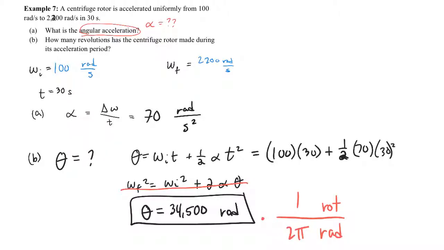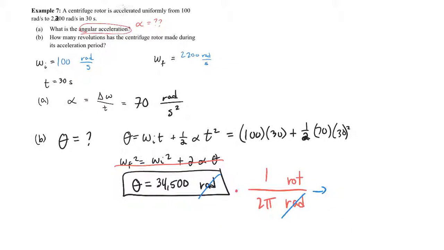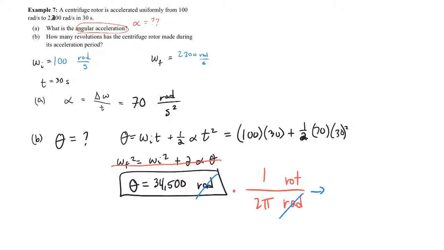So take 34,500 and divide it by 2 pi. Make sure to put 2 pi in parentheses. Because isn't this really over 1? 34,500 times 1 over 2 pi. See what I'm doing? Okay, that's right. Cancel your radians. How many rotations is 34,500 radians?